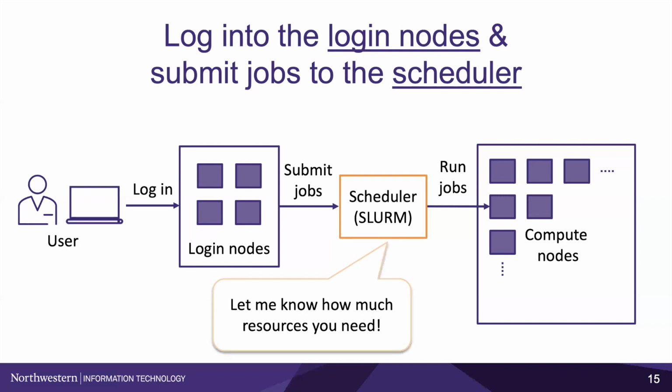So this is why when you submit your jobs to Quest, you need to tell the scheduler how much computational resources you need, based on things like how many cores you need, how much memory you need, and how much time your job is going to take. The scheduler allocates the resources accordingly. A quick note here is that the specific type of scheduler that Quest uses is called Slurm. So the term scheduler and Slurm might be used interchangeably in this context.